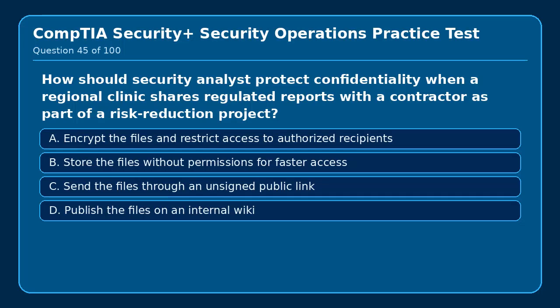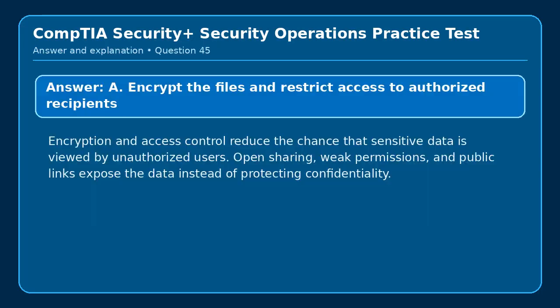The answer is B. Compare the vendor provided hash with the downloaded file hash. A cryptographic hash changes when the file changes, making it useful for validating integrity. Compression, renaming, and disabling logs do not prove that the file contents remained unchanged.